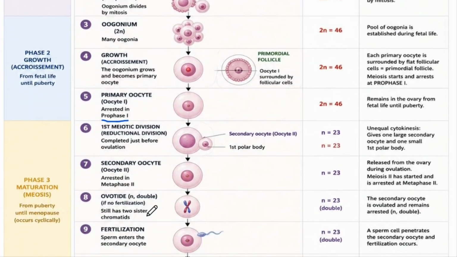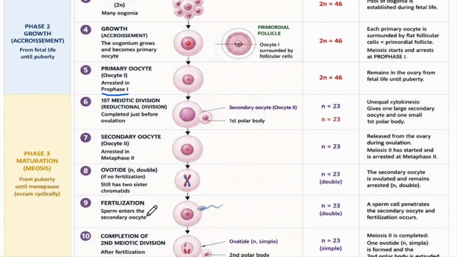For phase 3, maturation, which begins at puberty, every month, under hormonal stimulation, one primary oocyte continues meiosis 1, and at the end of the first meiotic division, the primary oocyte produces a secondary oocyte, oocyte 2, and the first polar body.